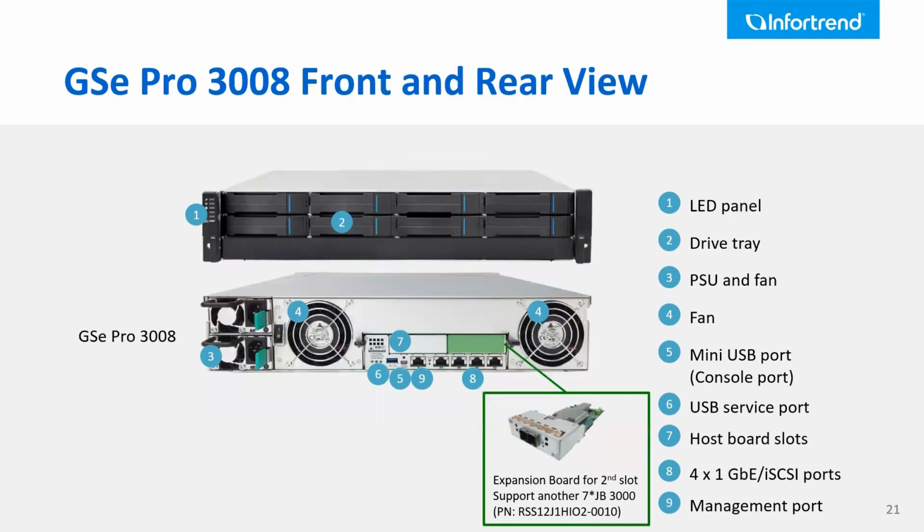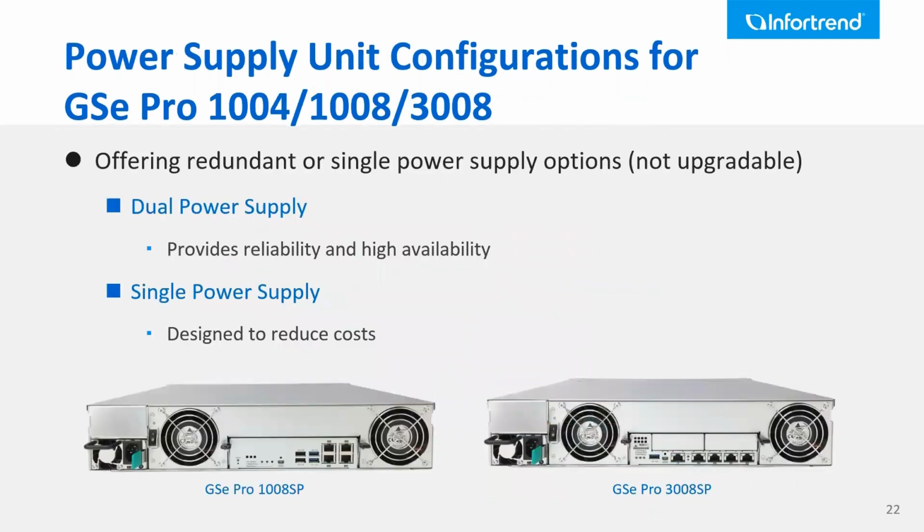Unlike the previous model series I have mentioned in the previous slides, the GSe Pro 3008 has the ability for an expansion board, which allows the device to support up to 7 JBOD 3000 expansion enclosures. The power supply units can be either dual or single. For the models in the first two columns, single PSU units are not upgradable to dual.